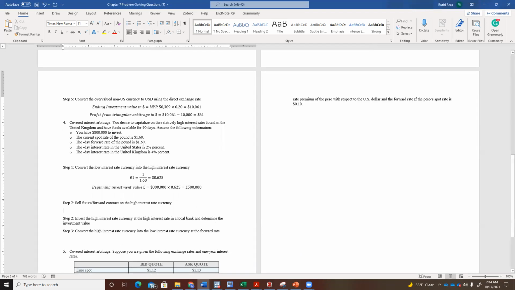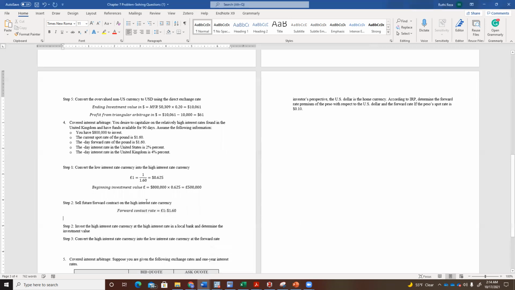All right. Then in step number 2, we are going to sell forward contract. That means we are going to know like at what price we can convert our pound into dollars. So we are selling forward contract on a foreign currency. That means we are now selling a forward contract. So our forward contract rate here is, as you can see, each pound is equivalent to how much? $1.60.